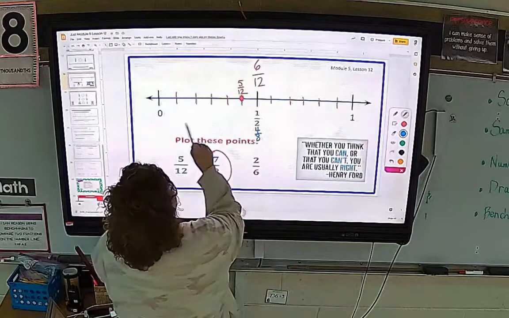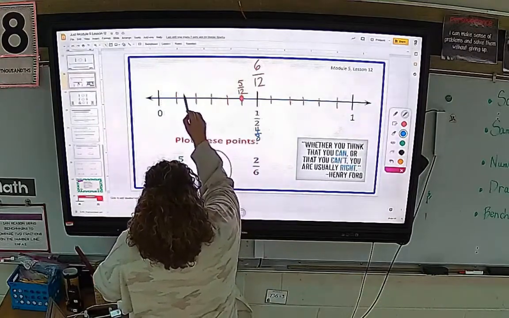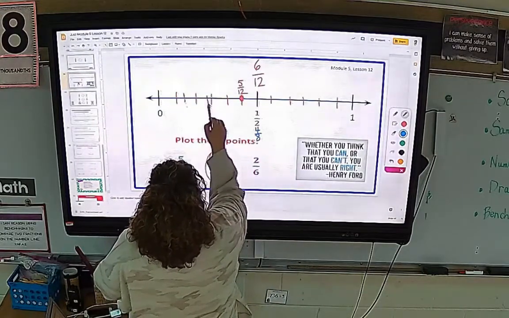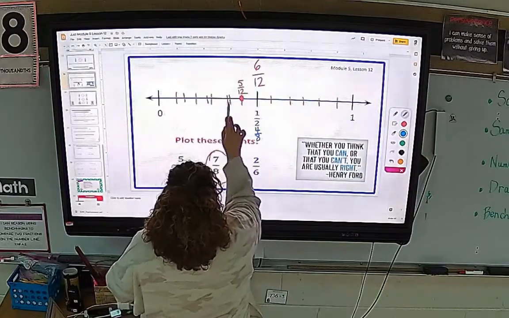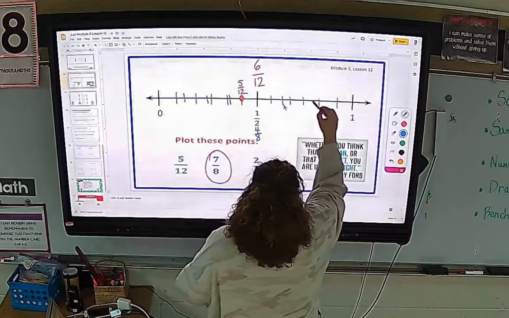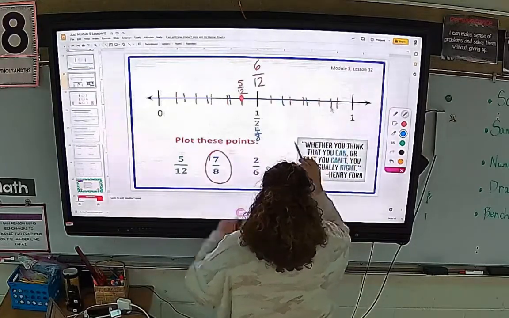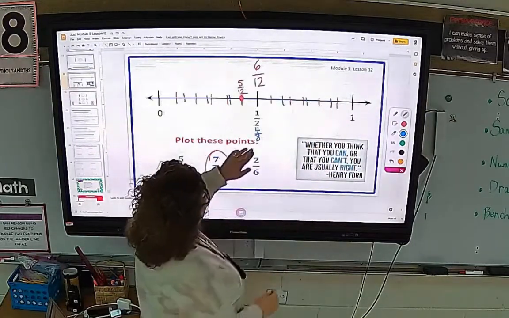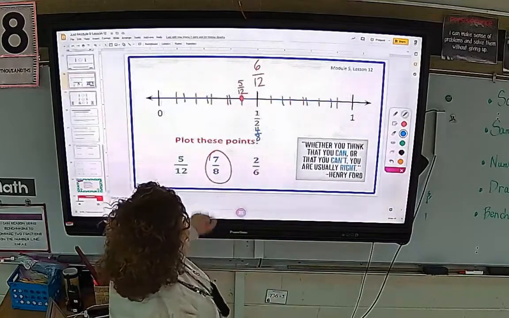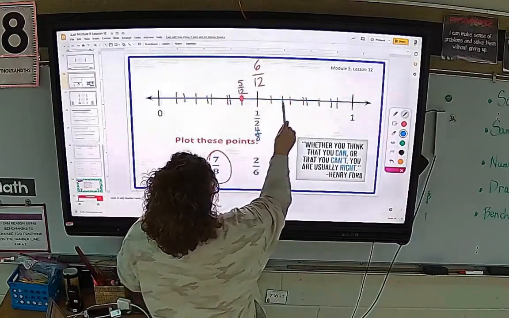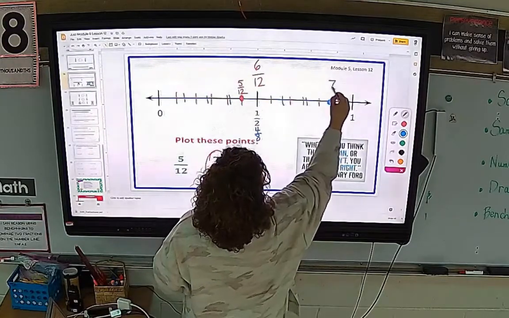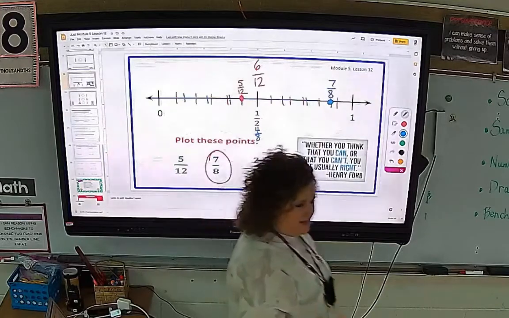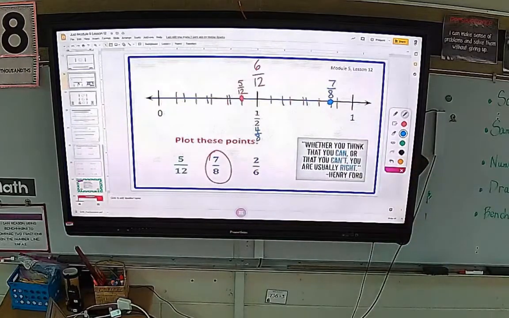Okay. 8ths would have 4 pieces on both sides. Goodness, this gets hard to see, doesn't it? 1, 2, 3, 4. 1, 2, 3, 4. 1, 2, 3, 4. Okay. So 7/8 would be, here's 4, 5, 6, 7. This is going to be where 7/8 is. Now see how I did that? It's hard though because I've got all those lines in my way.